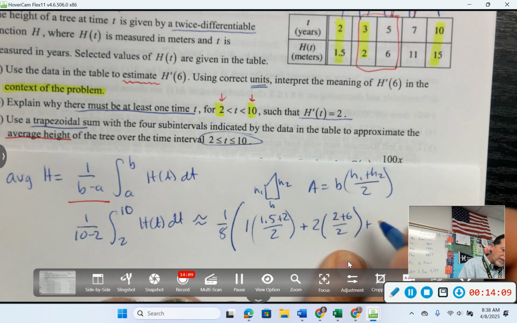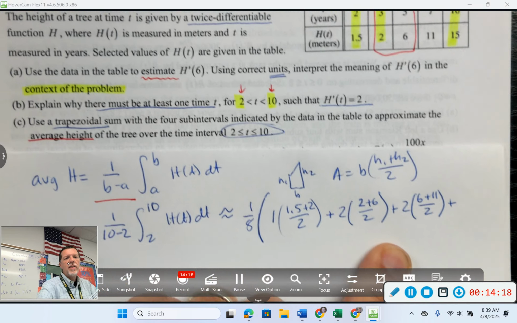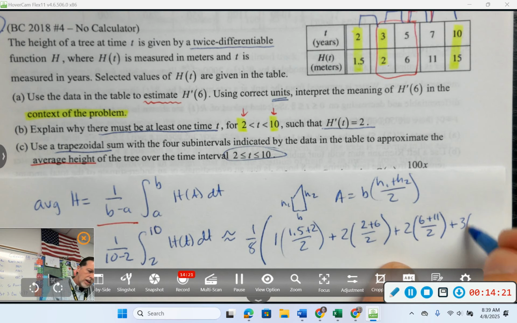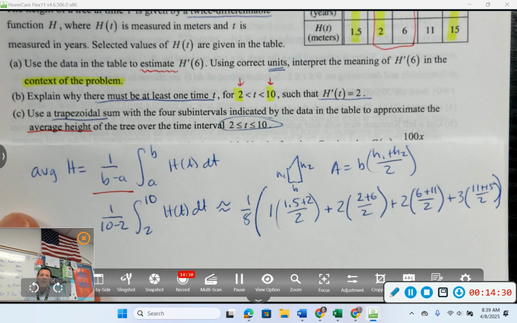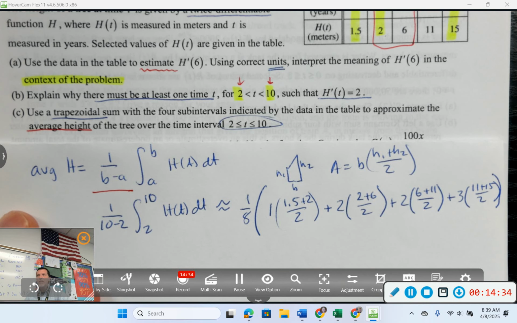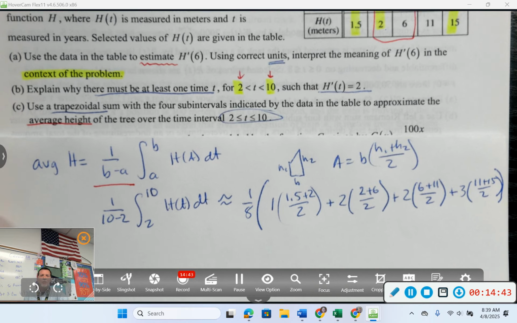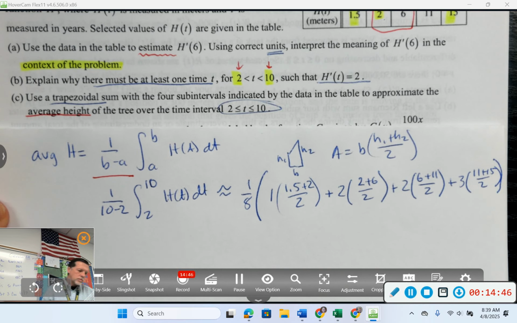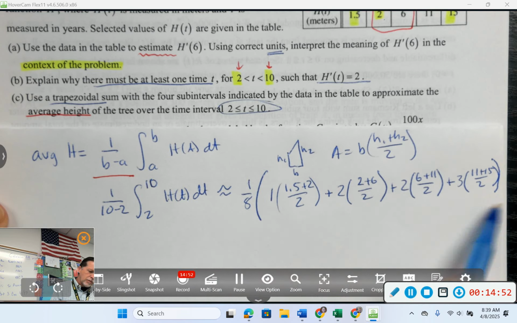Let's see, the width from 5 to 7 is 2. The average height, 6 plus 11 over 2. Then that last width is 3, with an average height of 11 plus 15 over 2. And then most of you on the test left it like that, as you should. Especially on a no calculator question. You don't want to get into the weeds of, I mean, you could, and you'd probably be fine, but why risk it, and why take the time to do it? Like, there's your answer. Use a trapezoidal sum, 4 subintervals, to approximate the average height from 2 to 10. Okay, I think I got that.